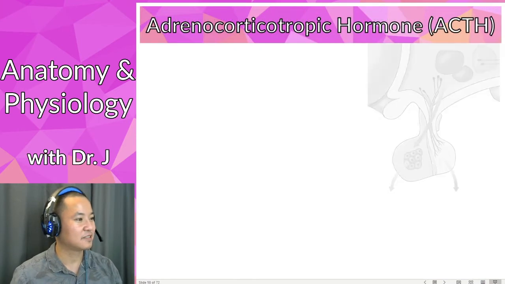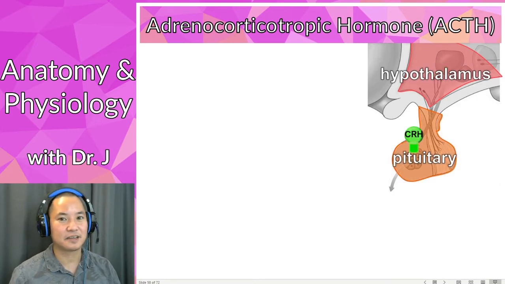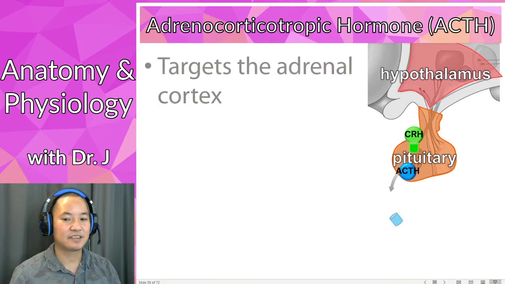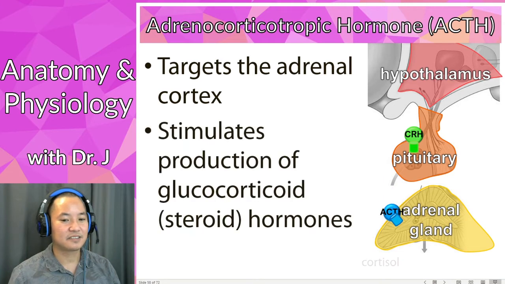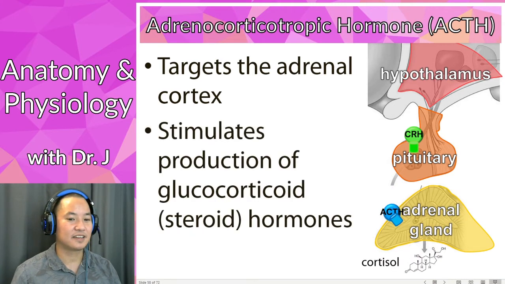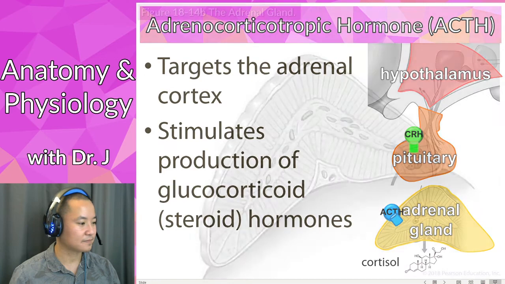So what is adrenocorticotropic hormone? Again, the first step is that releasing hormone, CRH, from the hypothalamus to the pituitary. And then ACTH goes from the pituitary to the adrenal glands. And then the adrenal glands are going to secrete cortisol. And cortisol is part of a group of steroid hormones we call glucocorticoids.